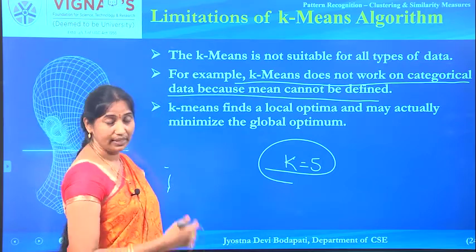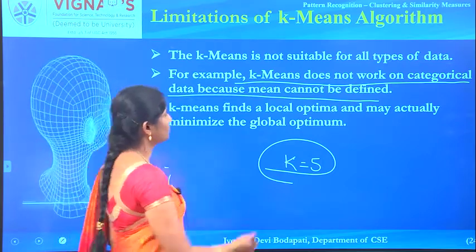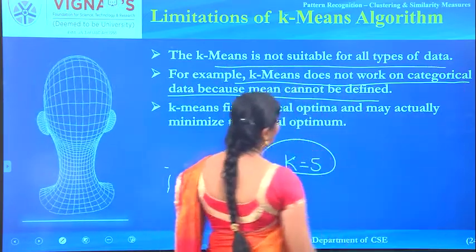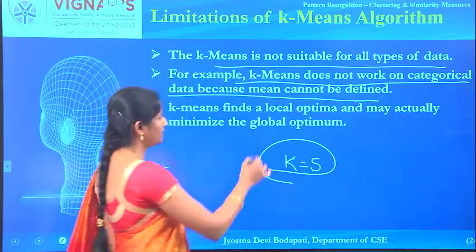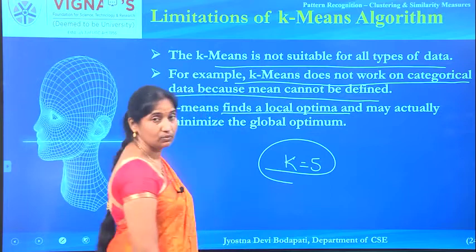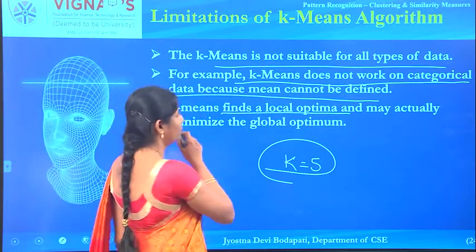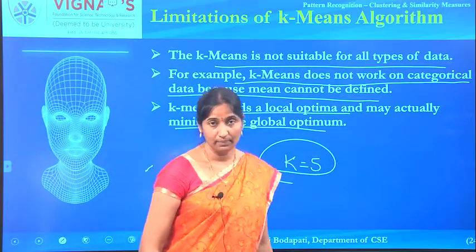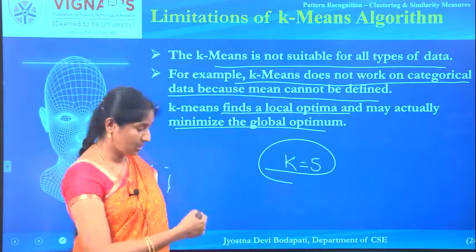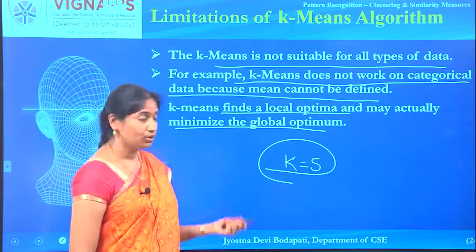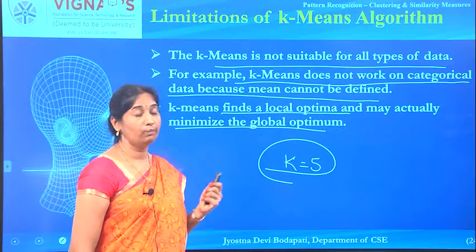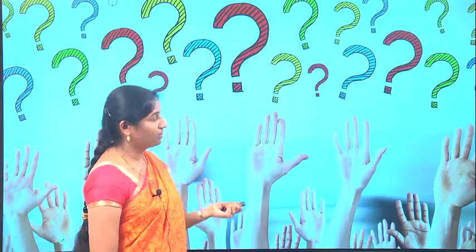That's another limitation of k-means clustering, so it's not suitable for all data types. And there is a possibility of going to a local optimum instead of the global optimum, because of how the criterion function in k-means clustering is designed, so it may end up in a local optimum. These are all the limitations of the k-means clustering algorithm.